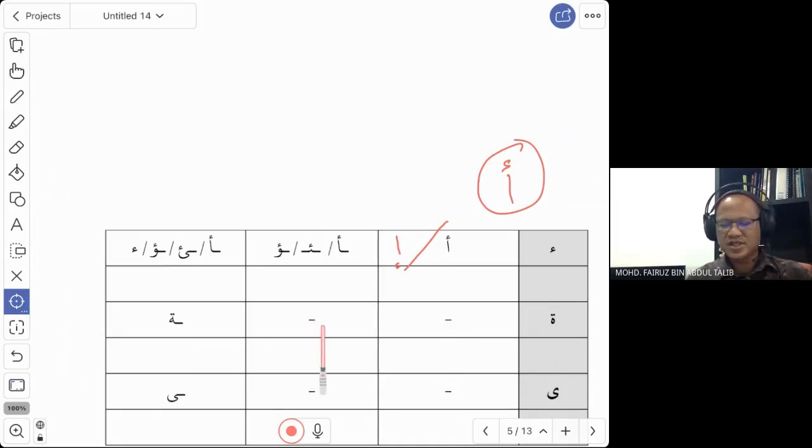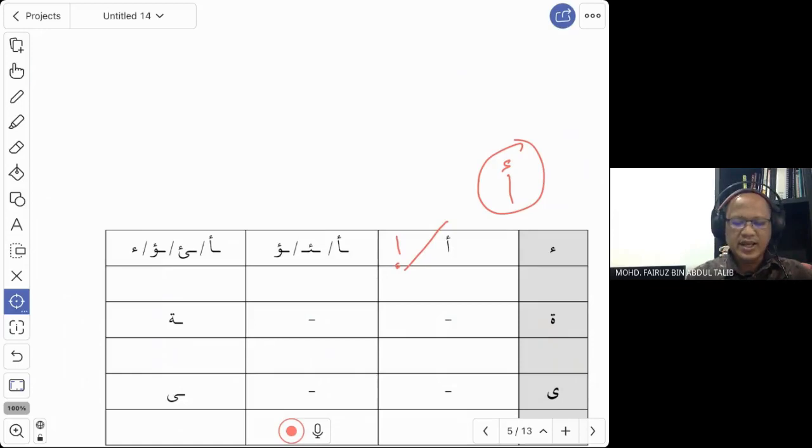Okay, you will never see this Ta in the middle of the word as well. The Ta only exists at the end of a word. So this is the Ta, the individual Ta. This is when it is linked to the previous letter. Okay, so this is the Ta.